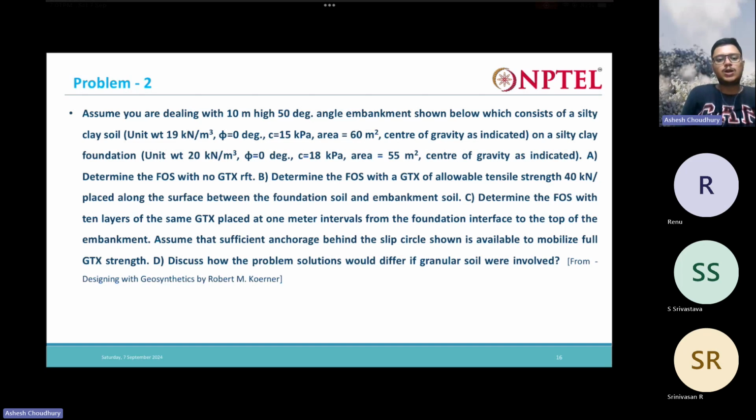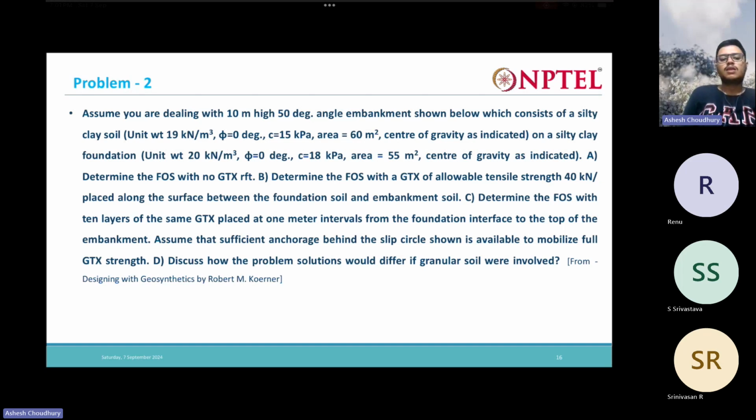We'll see what we are asked to find. A, determine the factor of safety with no geosynthetic geotextile reinforcement. B, determine the factor of safety with a geotextile of allowable tensile strength 40 kilonewton per meter placed along the surface between the foundation soil and the embankment soil. Only one layer of geotextile reinforcement is placed between the foundation and the embankment soil.